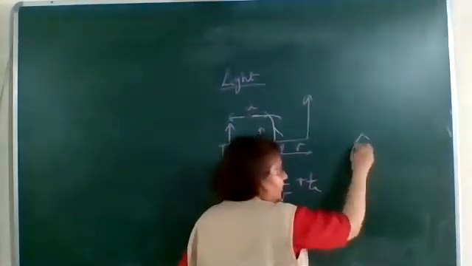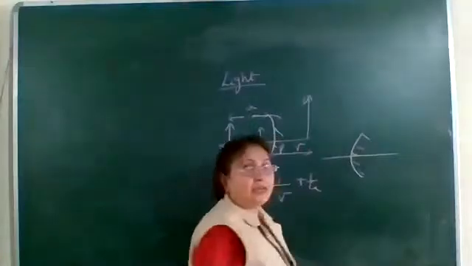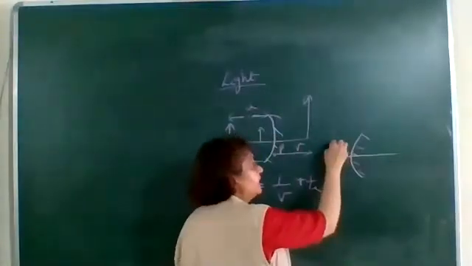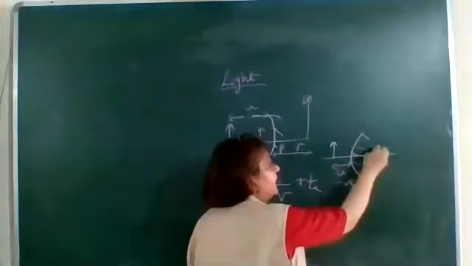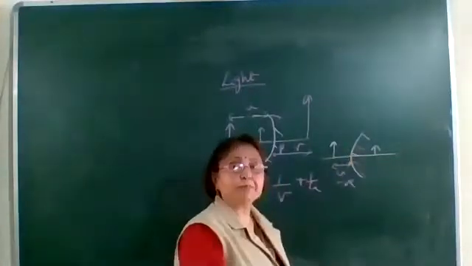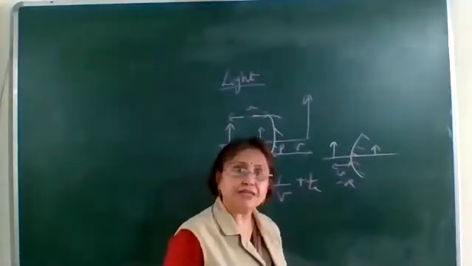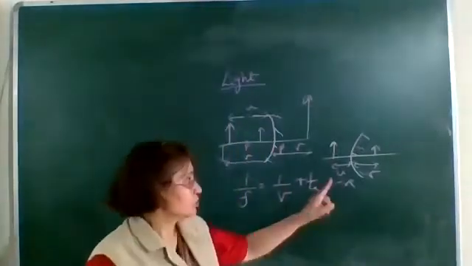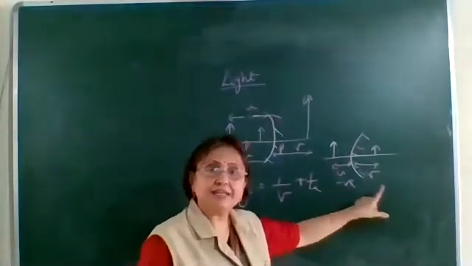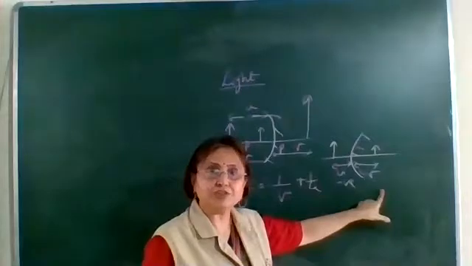Whereas in the case of a convex mirror, the object is placed here, the u distance will always be negative, and the image is always formed behind the mirror, which is virtual and direct. So the image distance will always be positive. So here u is negative and v will always be taken as positive.